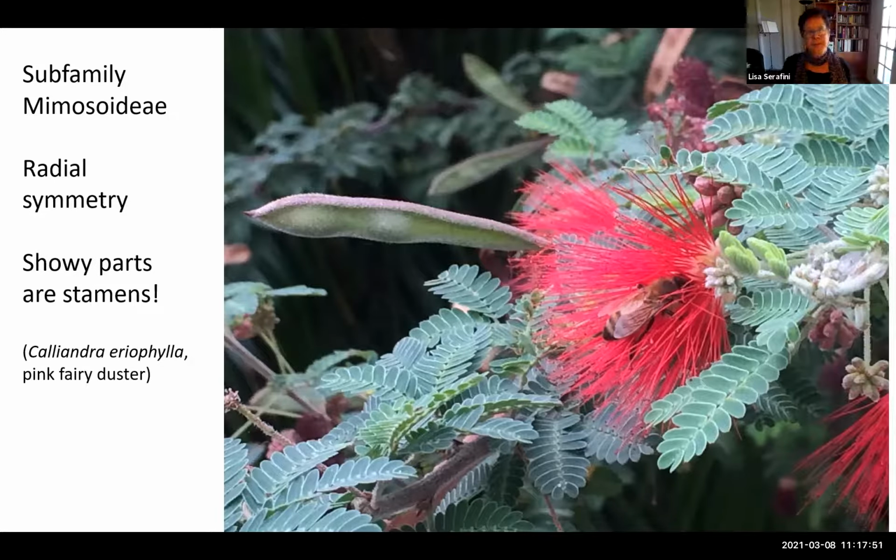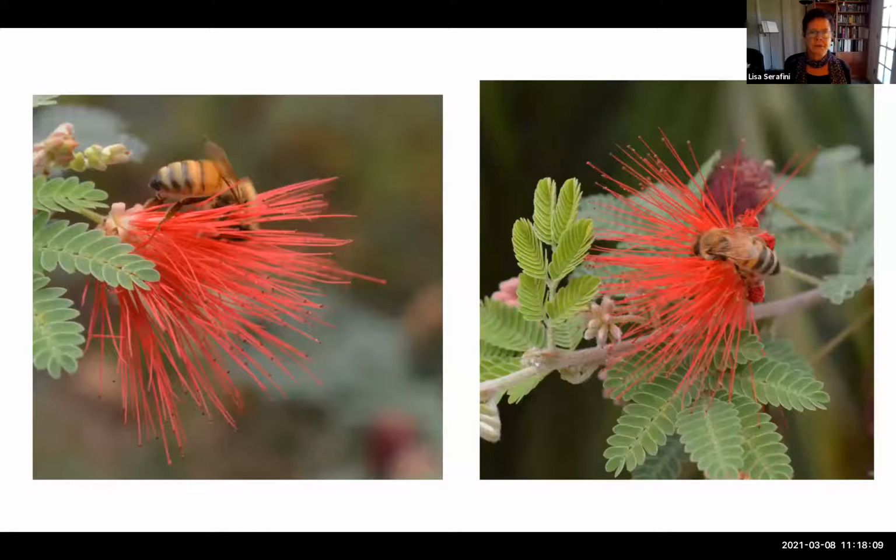But this subfamily is really cool because you don't have big obvious sepals and petals, what's big and obvious and showy and attracts the pollinators are these many stamens. So radial symmetry and many stamens. And it's just really pretty.